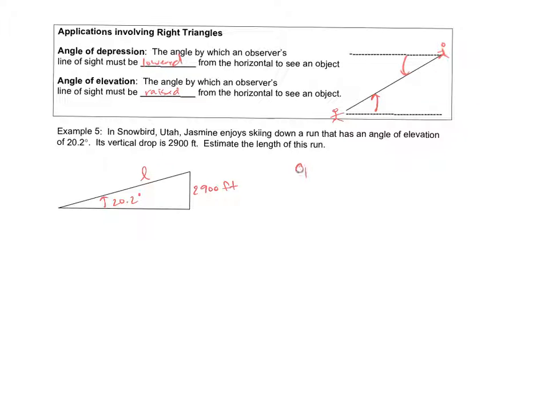So if we know the opposite, and we're looking for the hypotenuse, the function that goes with that is sine of theta. And so we're going to plug in what we know. So the sine of 20.2 is going to equal 2,900 over the side I am solving for. And so then when I rearrange this, the length of the ski run is going to be 2,900 divided by the sine of 20.2, which when I put that into the calculator, I get that the length of my run equals 8,398.54 feet.